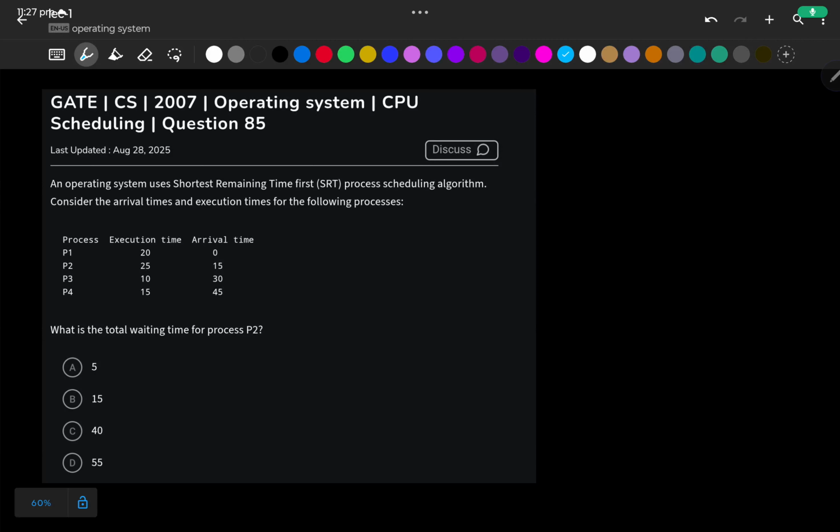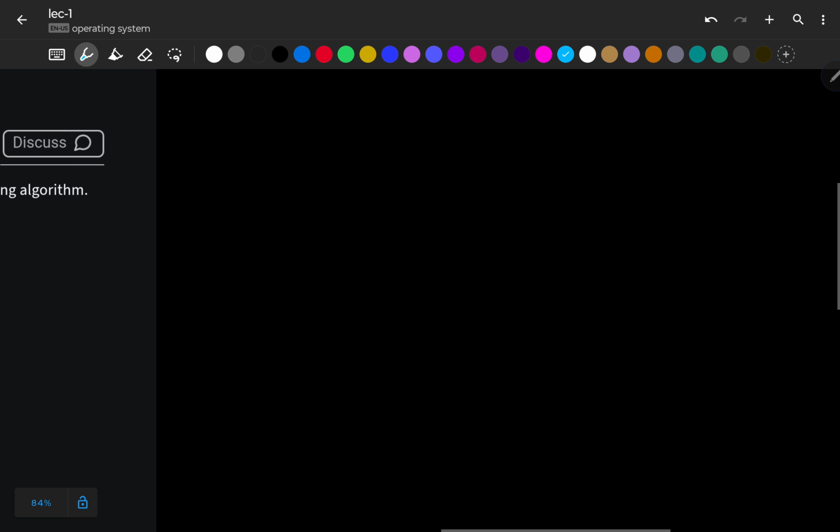Hello everyone. So we are going to discuss this question of GATE 2007 on operating system. This is a CPU scheduling question of shortest remaining time first algorithm. So before jumping on to the question, let's first discuss what the shortest remaining time first algorithm says.